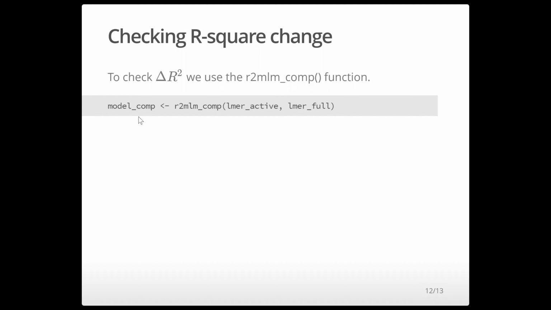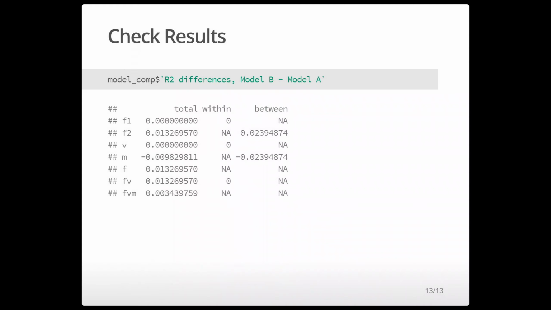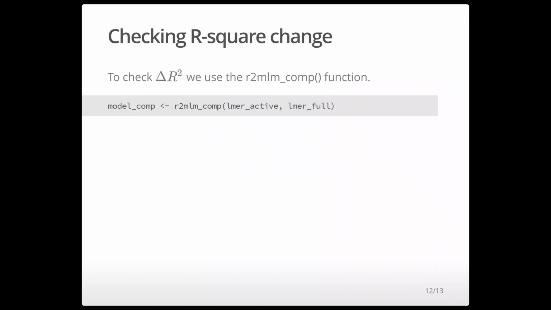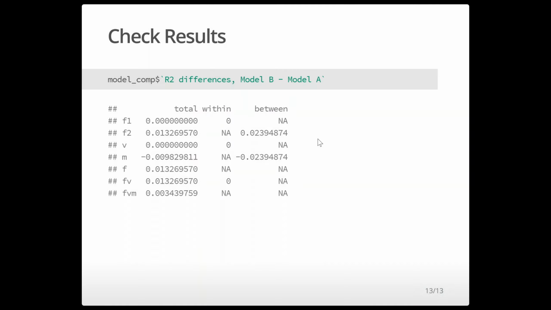And so I can compare them using the r2mlm comp function. And again, this will give you a plot too when you call it, and a couple other things that we're not too interested in right at the moment and that seem a little buggy, but the actual R-squared differences table is what we want. And so here, note that we have model A and model B. First is model A and second is model B. So I have the reduced model first and the full model second. And then this gives me model B minus model A. So it's the second model minus the first model.